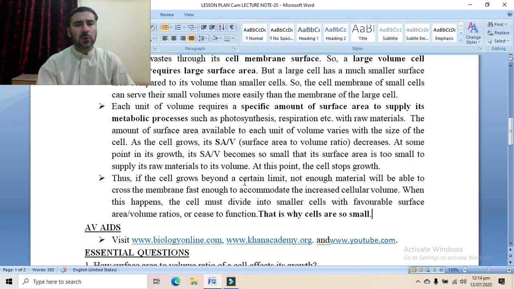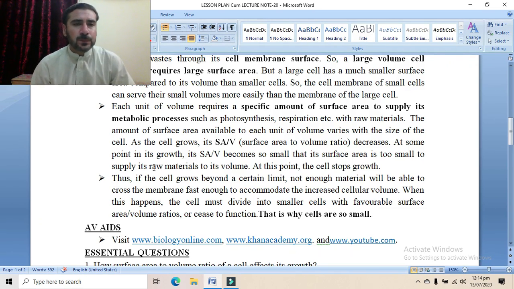Thus, if the cell grows beyond a certain limit, not enough material will be able to cross the cell membrane to fulfill the needs of the increased cellular volume. When this happens, the cell must divide into smaller cells with a favorable surface area to volume ratio, or the cell will cease to function. That is why cells are so small. This is basically the conclusion.